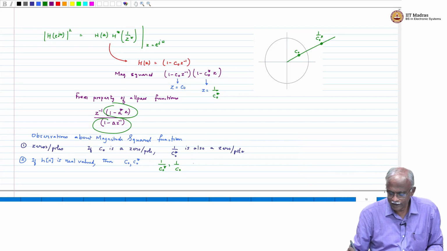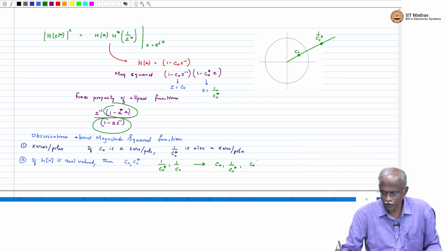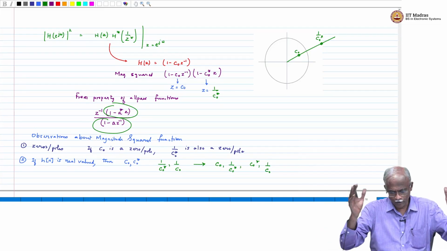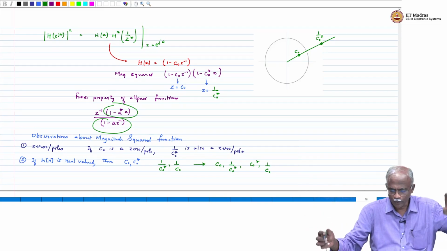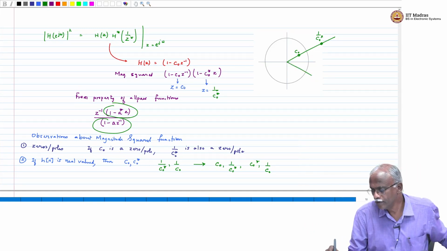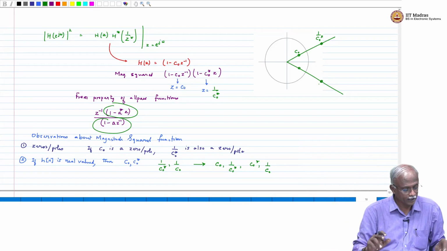So what this says is the magnitude squared transfer function will have C naught and 1 over C naught conjugate, the reciprocal conjugate pair. It will have C naught conjugate and it will have the reciprocal conjugate, which is 1 over C naught. So basically it will occur as a set of 4 where you have the complex conjugates. You will have the complex conjugate pair inside the unit circle and also the reciprocal, which is outside, if it is real valued.